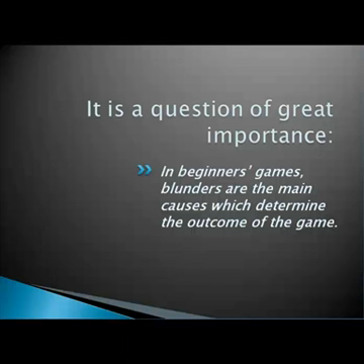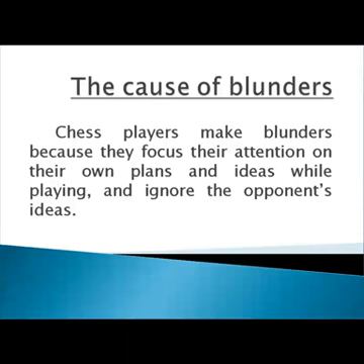Let's clarify the cause of blunders first. Chess players make blunders because they focus their attention on their own plans and ideas while playing and ignore the opponent's ideas. Though it's obvious both players have an equal say in the game, and we should think about our opponent as well as about ourselves. How do you do it practically?